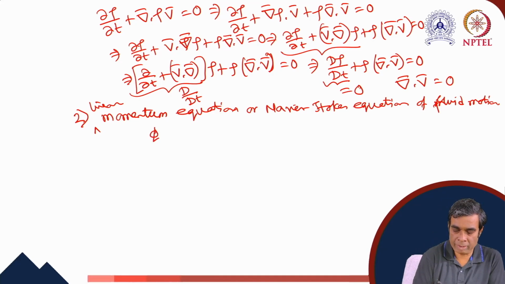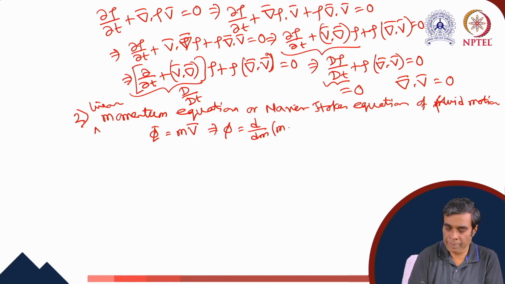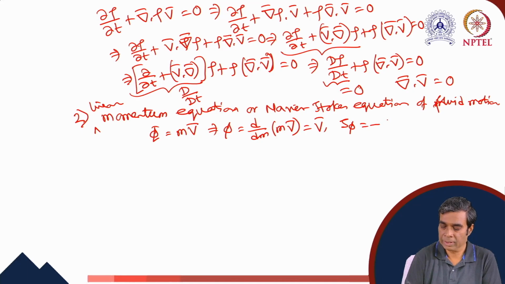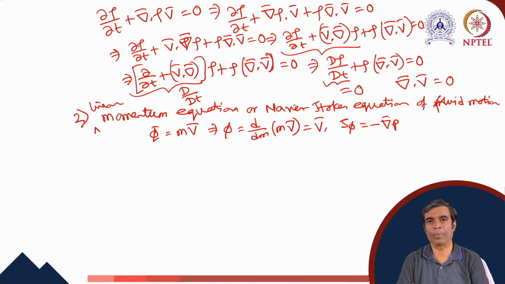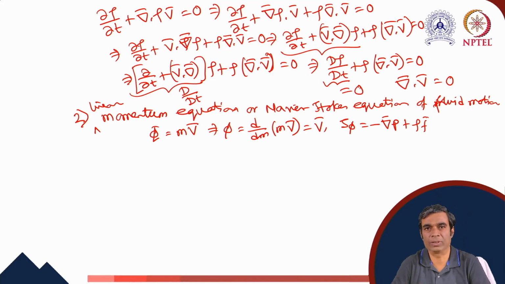Here we take that capital phi is the momentum of the fluid, so it is m v bar. Then we get small phi equals d/dm of m v bar, which comes simply as v bar, and we take the source term as the pressure gradient term. The pressure gradient acts as a source of momentum transport, plus the body force term. The body force is that force which acts from a distance without direct contact. A very common example is the gravitational force, and we also have the electromagnetic force. So in this source term, we have two forces: the pressure gradient force, which is actually a surface force, and the body force. Both are considered as the source term.